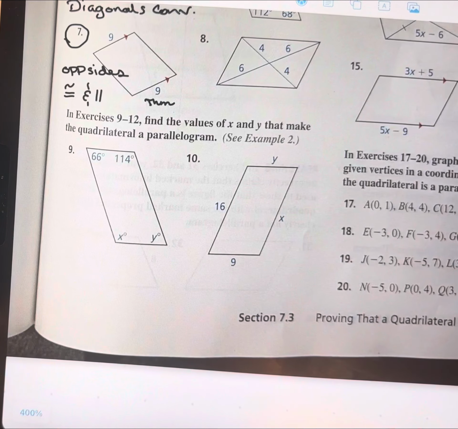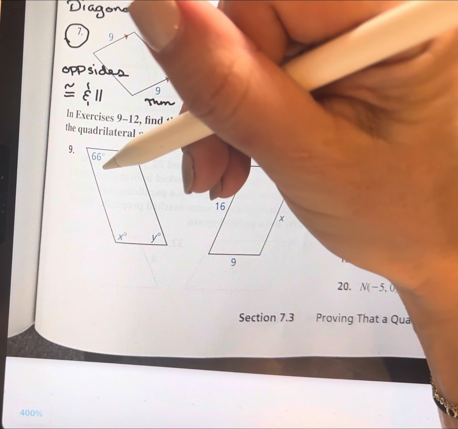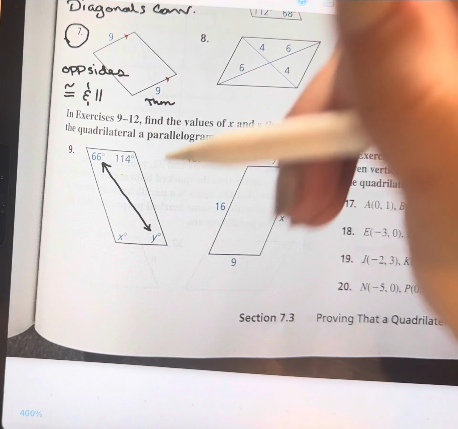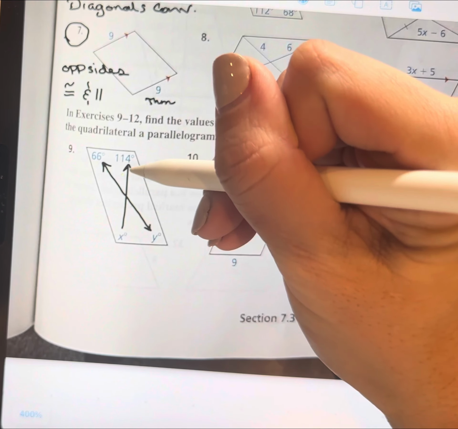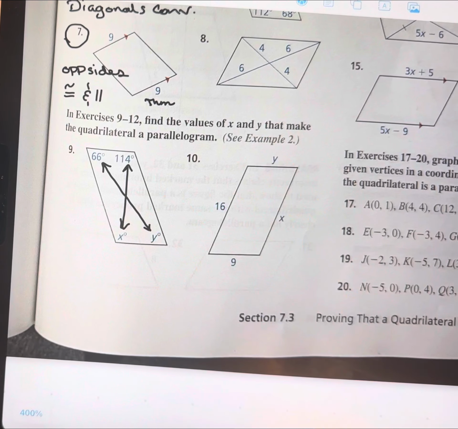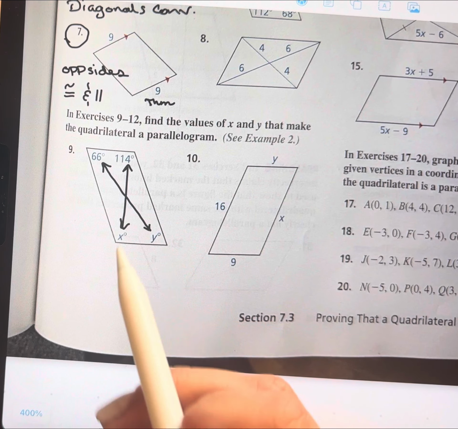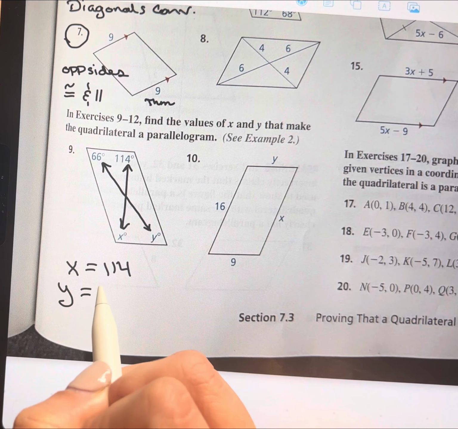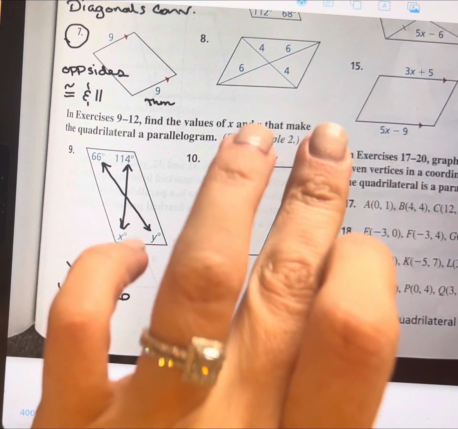Number 9. Find the values of x and y that make this quadrilateral a parallelogram. So we did this last time. What we've got is that we can use the opposite angles congruent converse to achieve this. So x will have to equal 114 and y will have to equal 66.